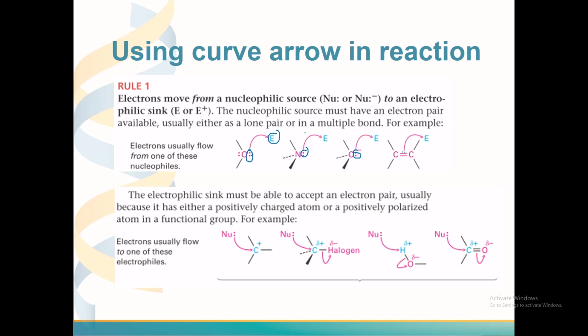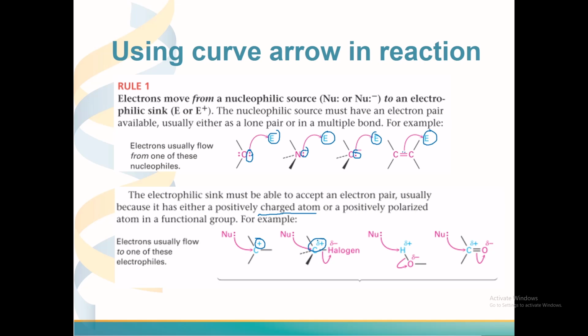Okay, electron, electrophile, electron, electrophile, multiple bond, electrophile. The electrophile must be able to accept an electron pair, usually because it has either a positively charged atom or a positively polarized atom in a functional group. For example, this is a positively charged atom, and this is a positively polarized atom.